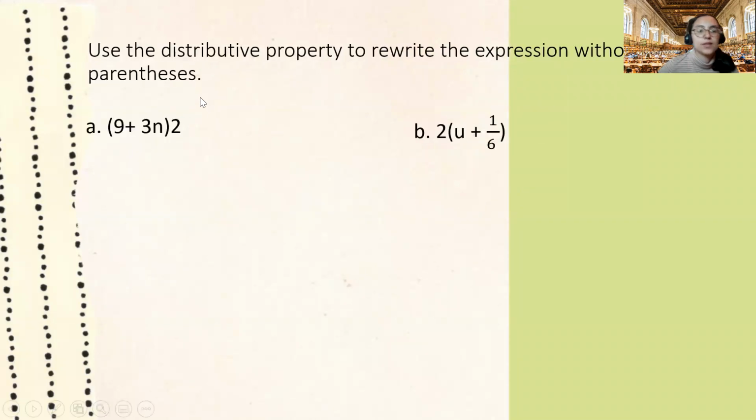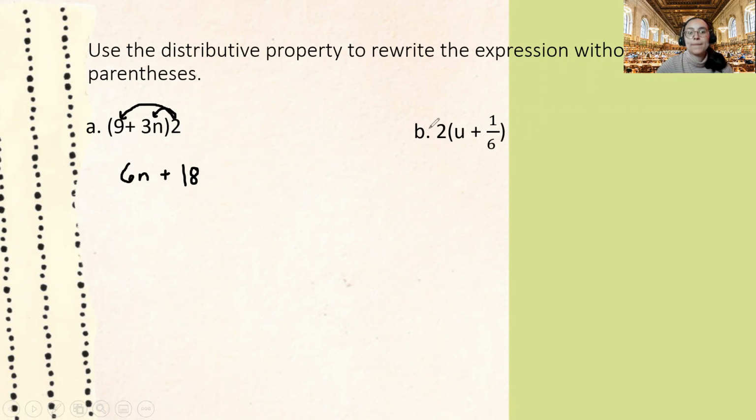So here again, we're asked to use the distributive property to rewrite the expression without the parentheses. So for A, I have 9 plus 3n in the parentheses times 2. So I'm going to multiply the 2 into this. So 2 times positive 3n is going to give me 6n, because 2 times 3 is 6, and I carry the n. Now I multiply 2 times positive 9. 2 is positive, 9 is positive, so my answer will be positive. Then 2 times 9 will give me 18.